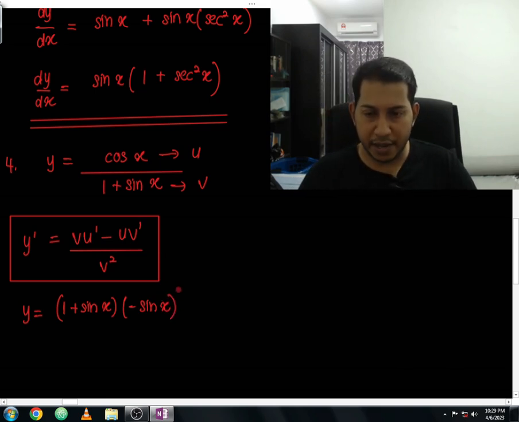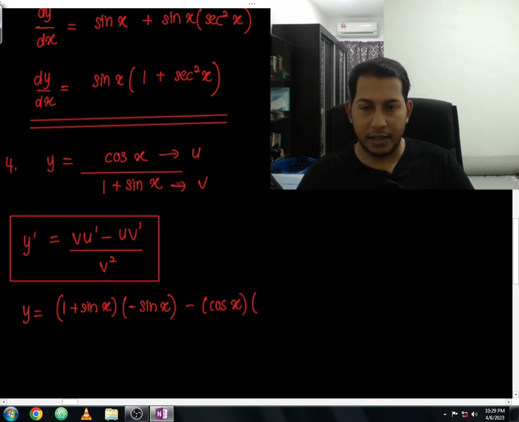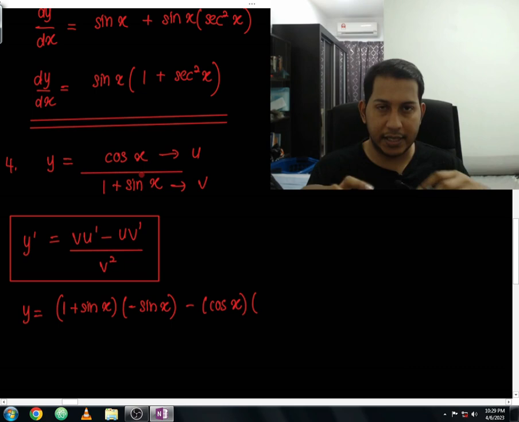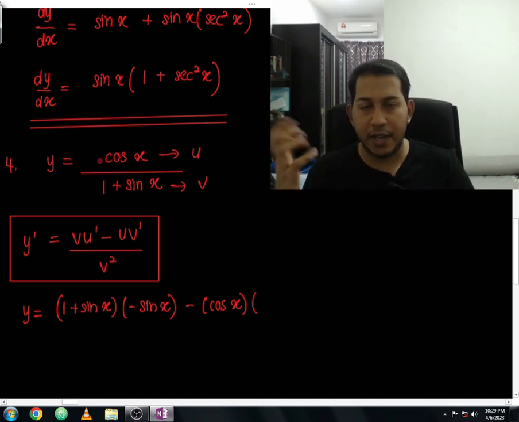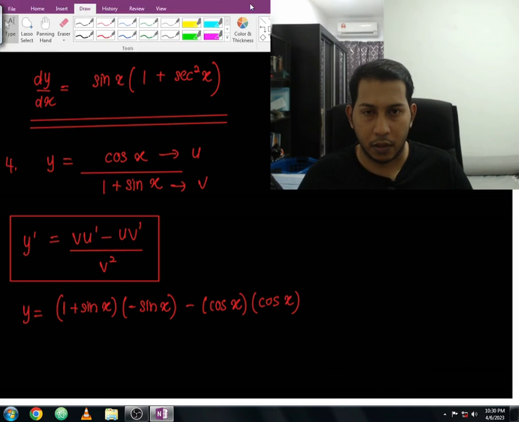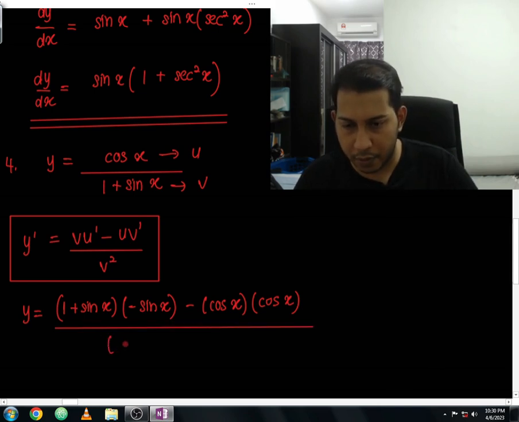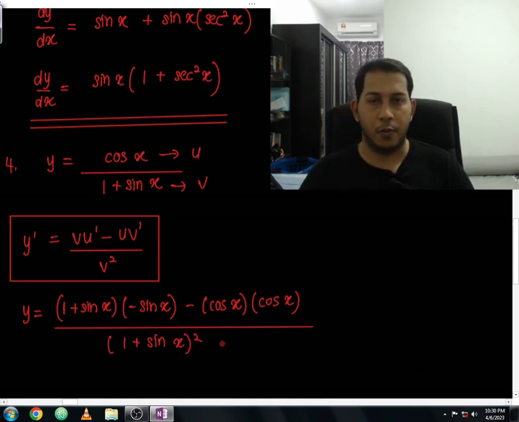Okay, and then minus with u. In this case the u is cosine x. Okay, and then times with the differentiation of 1 plus sine x. So in this case is cos x. Differentiate 1, you get 0. You differentiate sine, you get cos. So you only have right here cos x. Okay, then you divide with 1 plus sine x squared.